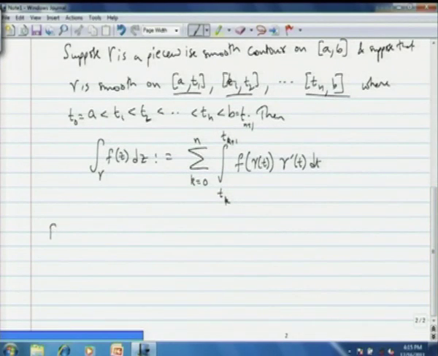So, let us see some examples. Let us see how to calculate a contour integration in some cases. Here is the first example.